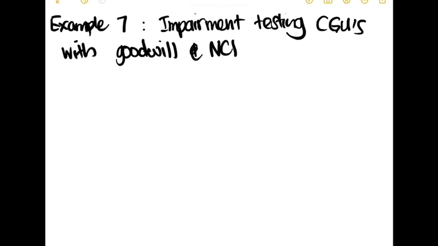Welcome to this video on example 7 in IAS 36. This example can be found in the illustrative examples, and I'm going to be going through examples 7a, 7b and 7c, looking at how we do impairment testing of CGUs with goodwill and non-controlling interests.